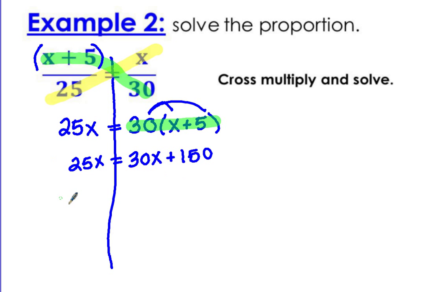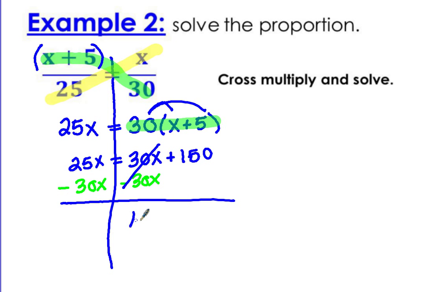It wouldn't make any sense in this case to move the 25 to the other side, because I've already got something else on here. So I want all my x's on the same side, since I already have an x over here and only an x over here. I need to move the 30x. So I'm going to move 30x to the other side, and when I do that, I end up with 150 only on this side. And on this side, I end up with a negative 5x.